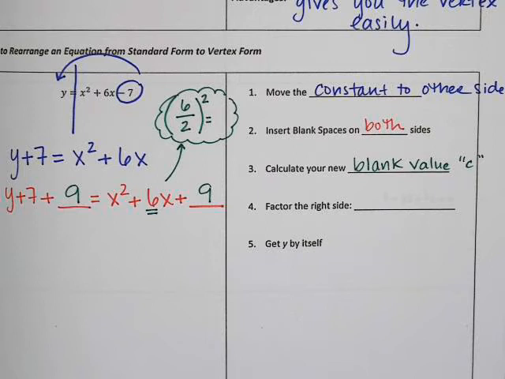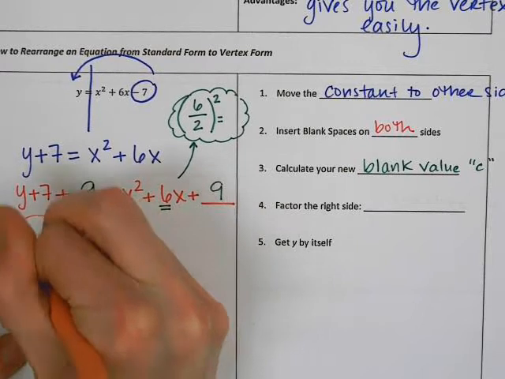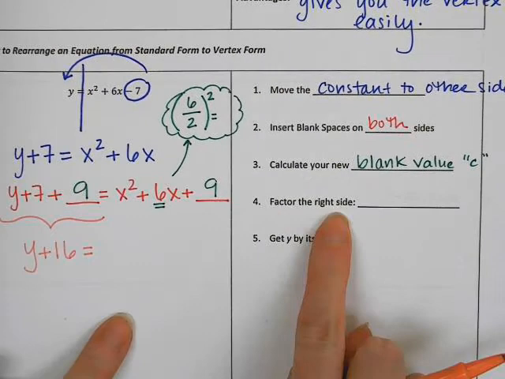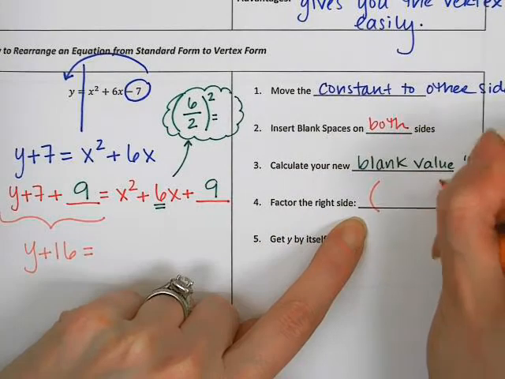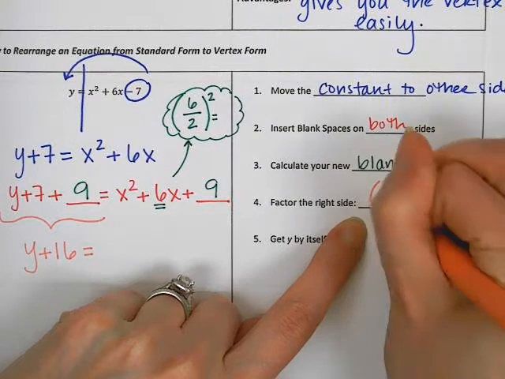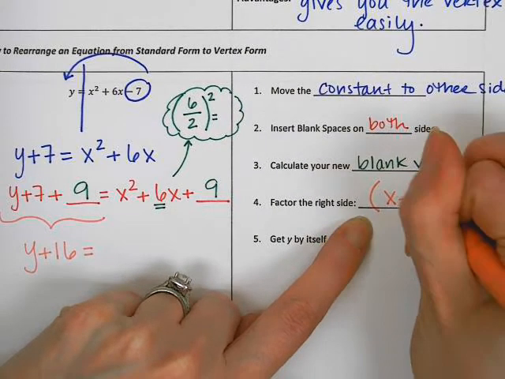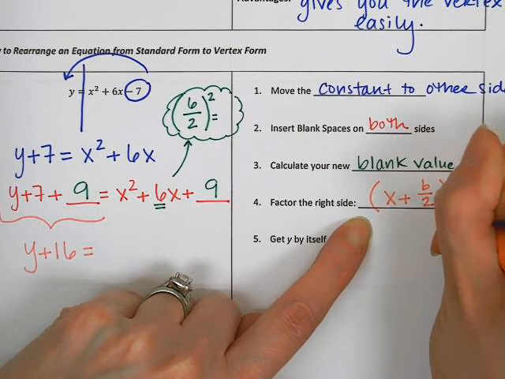Okay, you guys with me still? Now, let's clean up this side here. Let's just add like terms. It's y plus 16, right? Now on the right side, you factor. And here's the trick that always ends up happening. It ends up being x plus whatever the b over 2 was, and then it's always going to be squared.